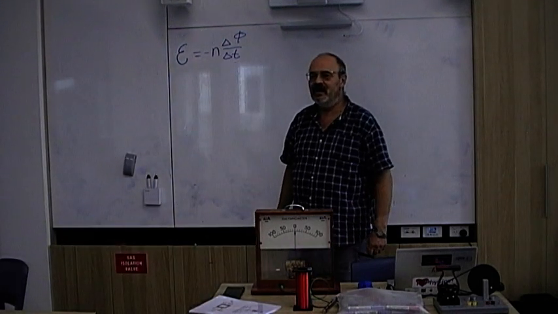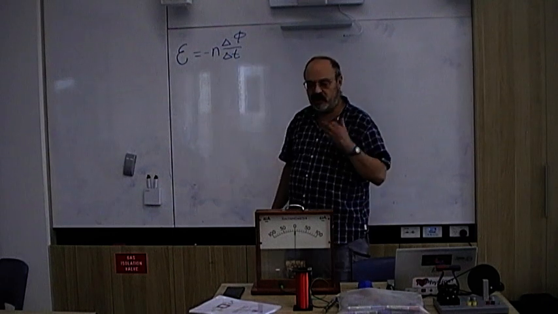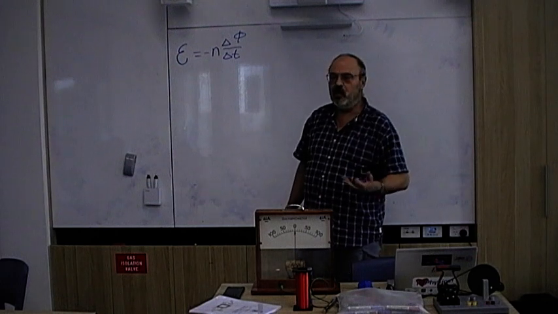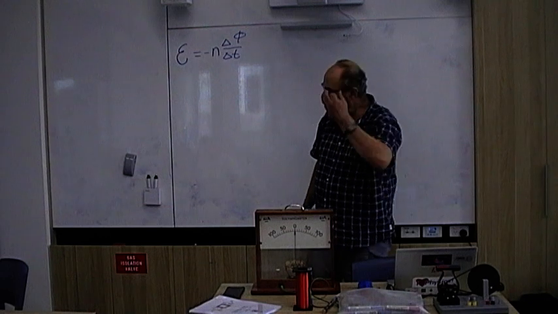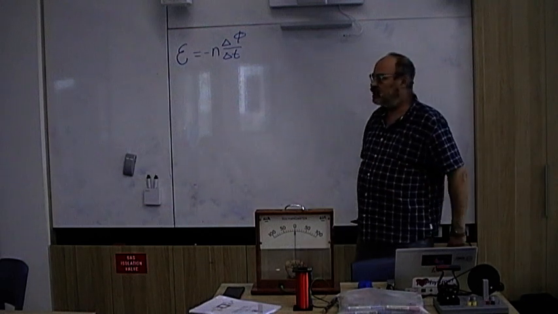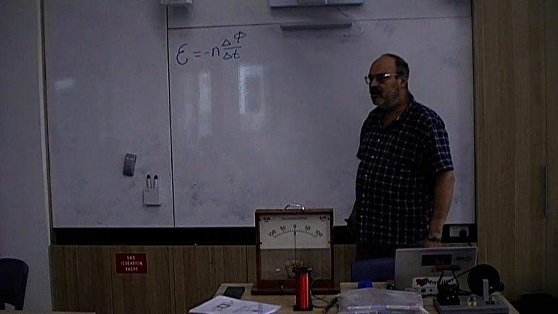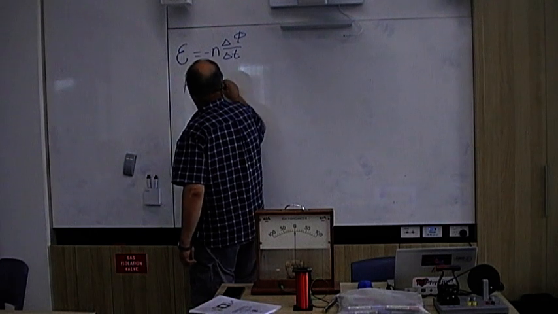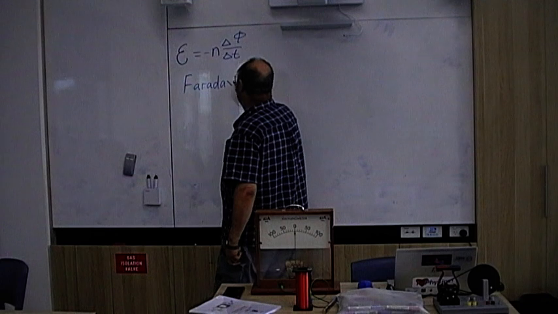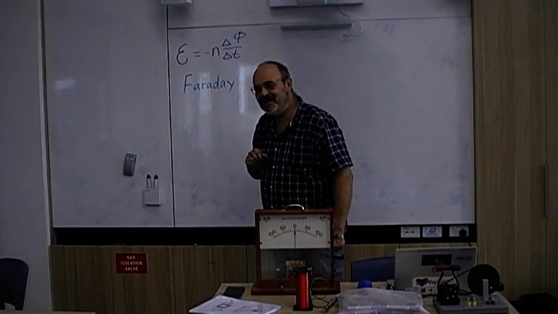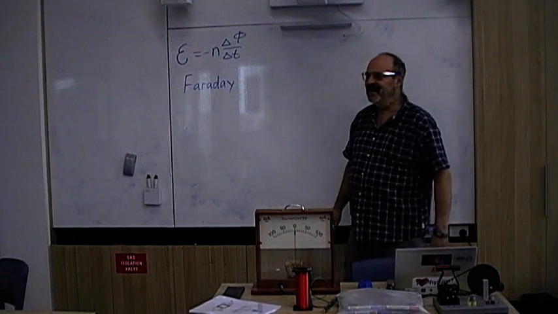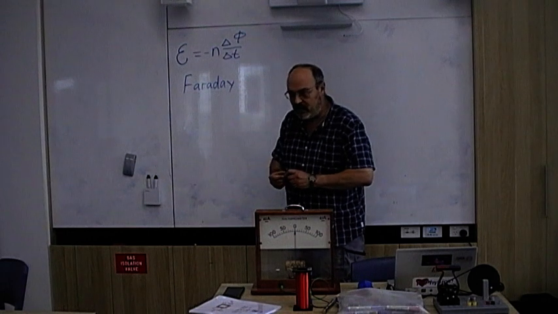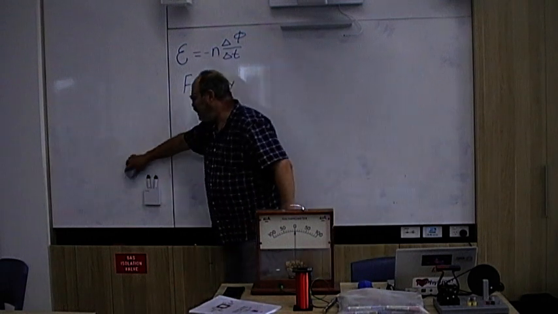Faraday discovered electromagnetic induction. When the magnetic flux through the wire, through the coil, changes, there is EMF produced and current flows if the circuit is closed. Can you spell Faraday? F-A-R-A-D-A-Y. Without the minus, Faraday's law gives just the magnitude. The minus is the direction of the current.